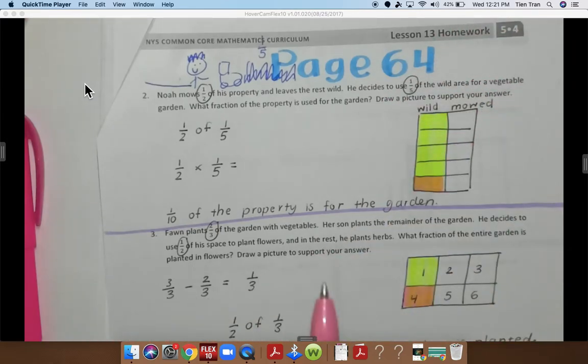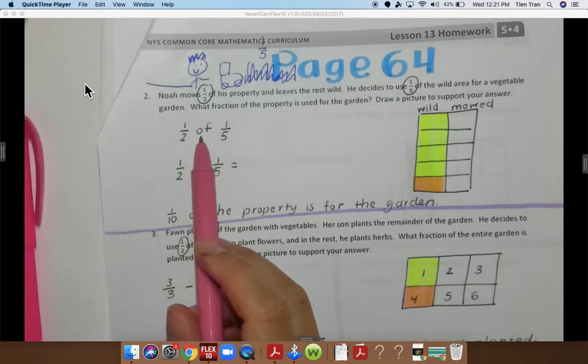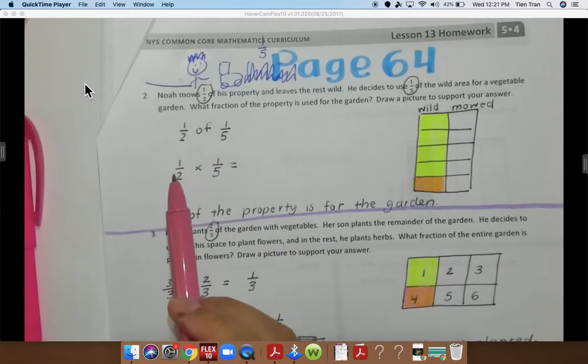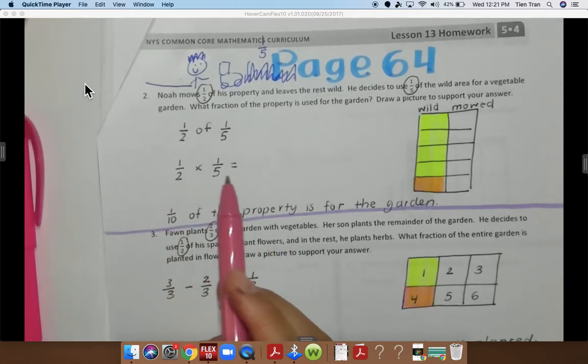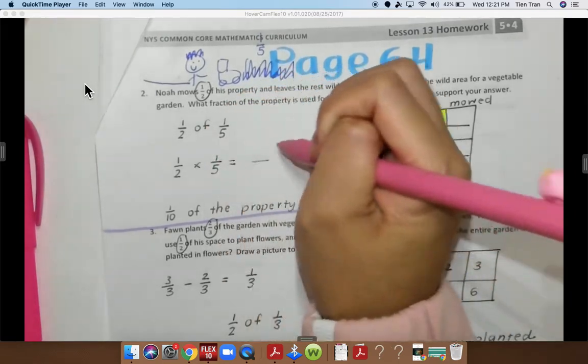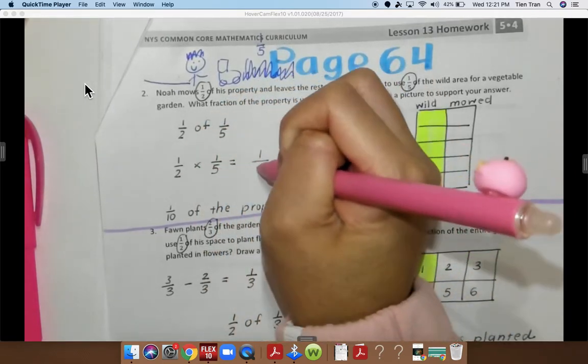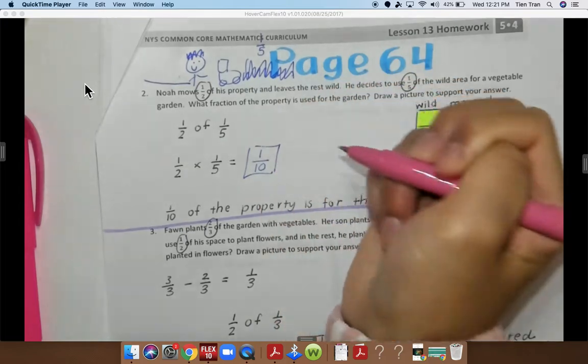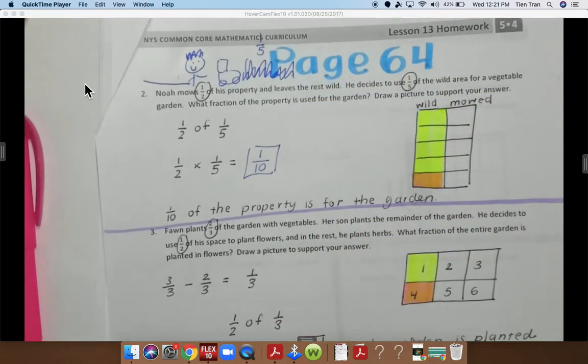So the first thing I know is that we're using 1/2 of 1/5. So I'm multiplying 1/2 times 1/5. I know that 1 times 1 is equal to 1 and 2 times 5 is equal to 10. So 1/10 is going to be used for the garden.